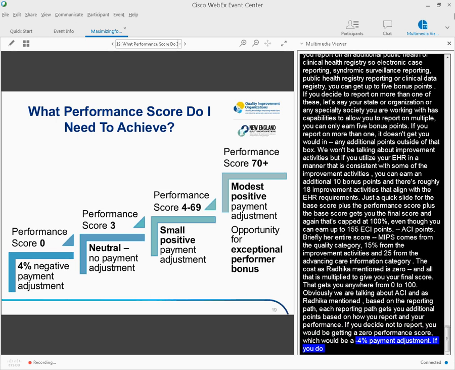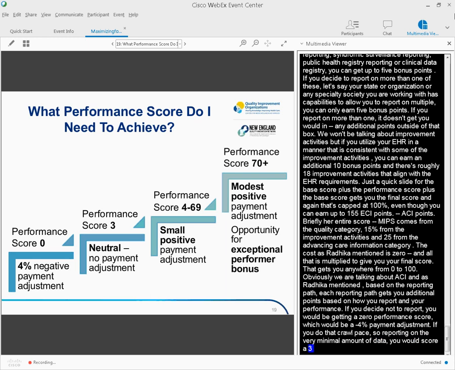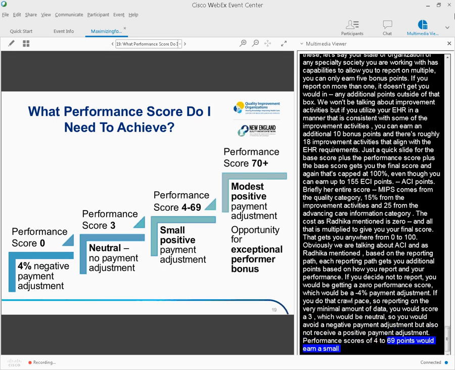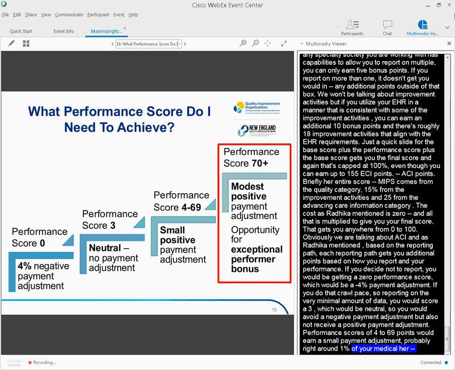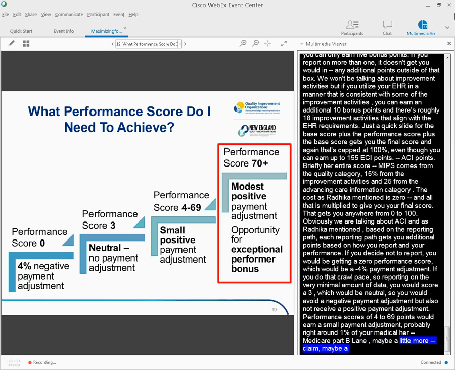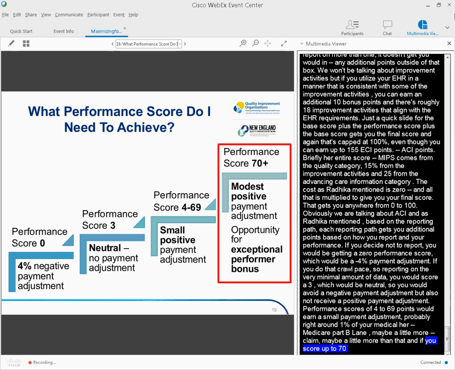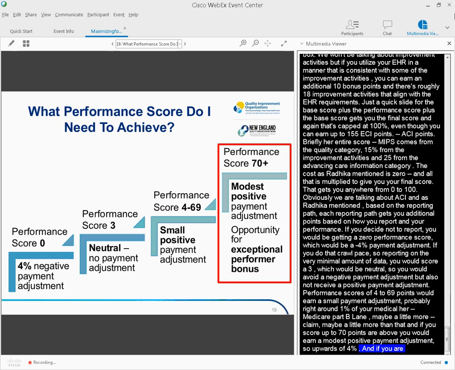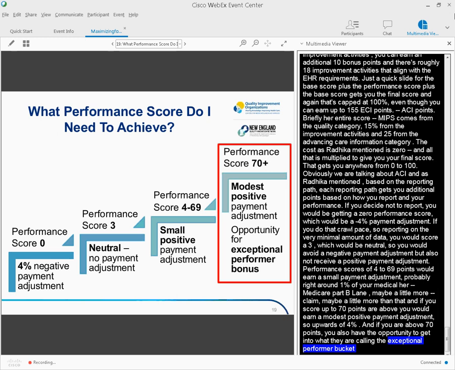positive payment adjustment. Performance scores of 4 to 69 points would earn a small payment adjustment, probably right around 1% of your Medicare Part D claims, maybe a little more than that. And if you score up to 70 points or above, you would earn a modest positive payment adjustment, so upwards of 4%. And if you're above 70 points, you also have the opportunity to get into what they're calling an exceptional performer bucket, which would get some portion of $500 million for all of the exceptional performers. So if you're looking to get a larger payment incentive, you probably want to shoot for a higher level of performance.